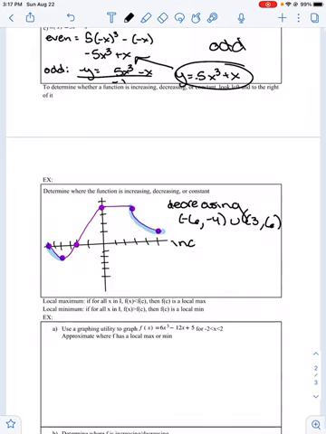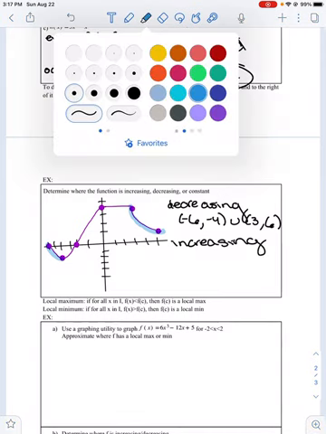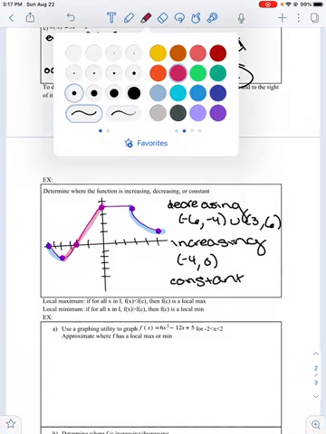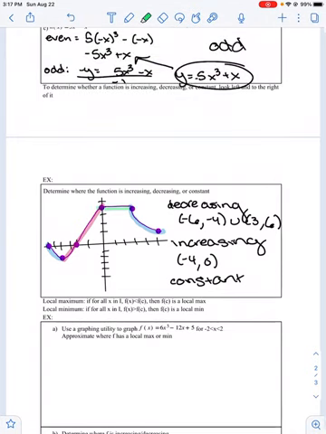And then let's do increasing, and right here is the only time this graph is increasing. So that's from negative 4 to 0. And then constant, where your graph is flat, is from the x value of 0 to the x value of 3. So 0, 3. Okay.